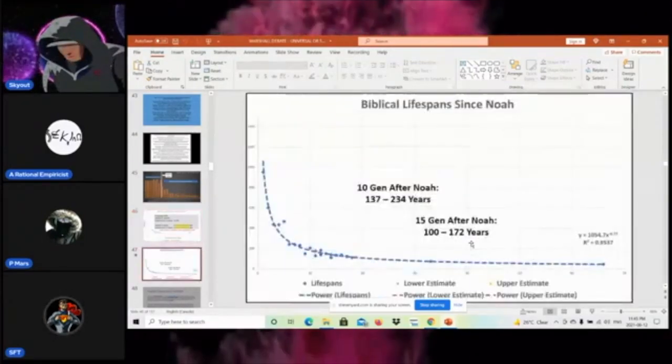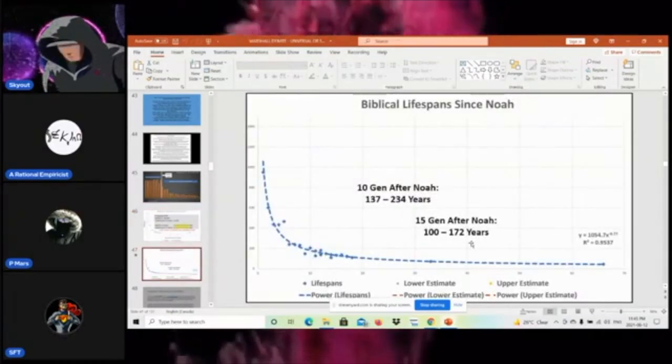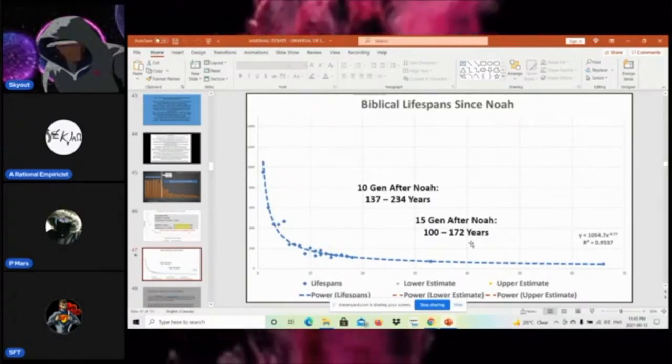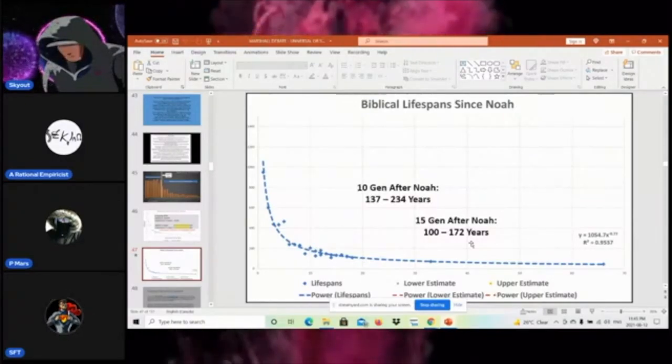Now, I don't have enough faith to resort to that argument. So my point would be, if this fits so nicely with the biblical model, why should I then believe your model?